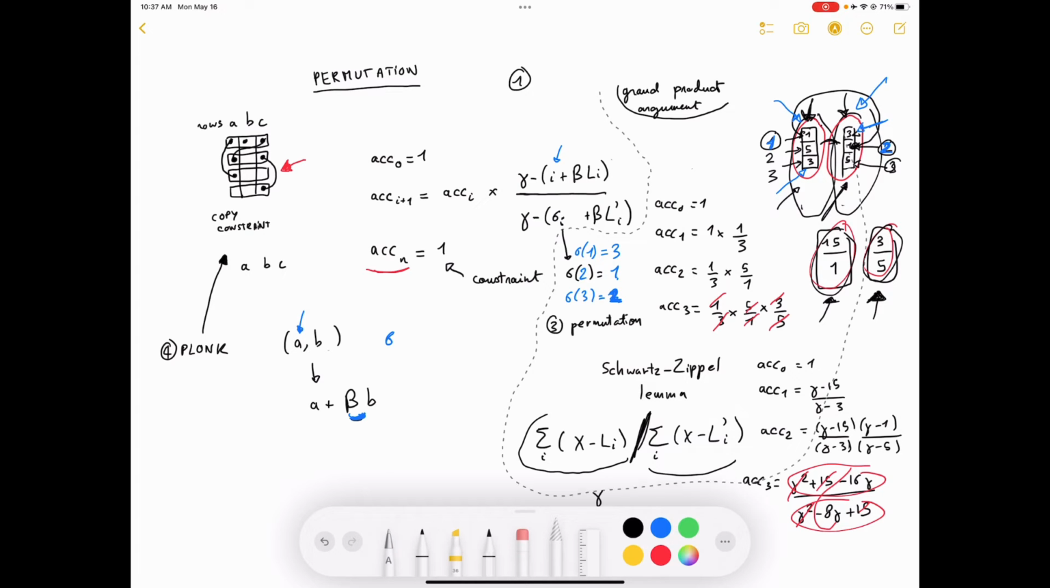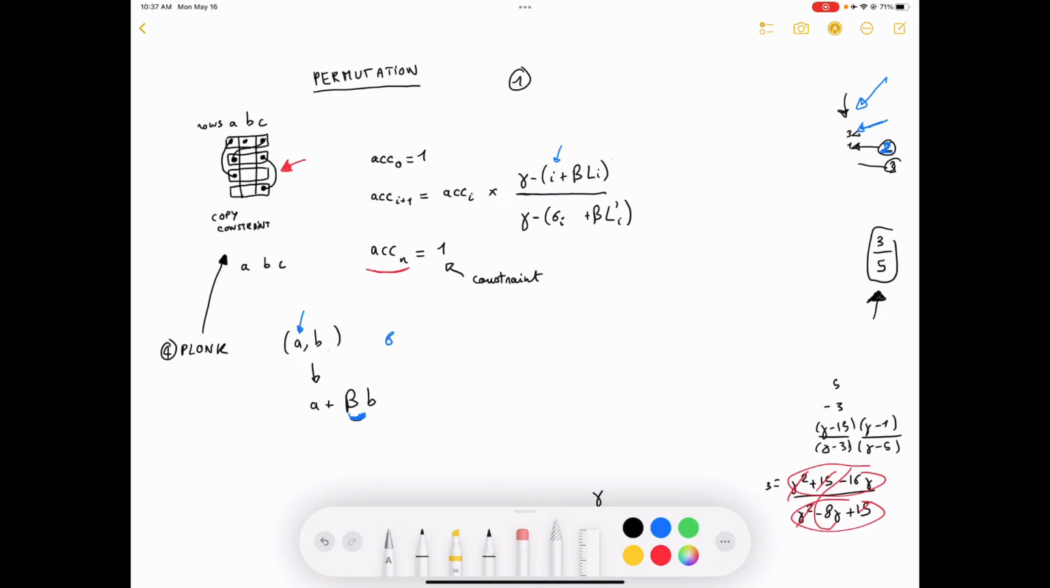Okay, let's delete these things. I'm going to need some room. Okay, so now we're not going to use Li and L prime I. We're actually going to use our witness. So here is going to be AI, here is going to be AI as well, and we have 3 of them. So basically we'll write the next one I plus beta.